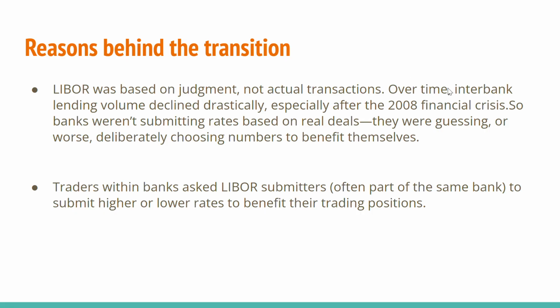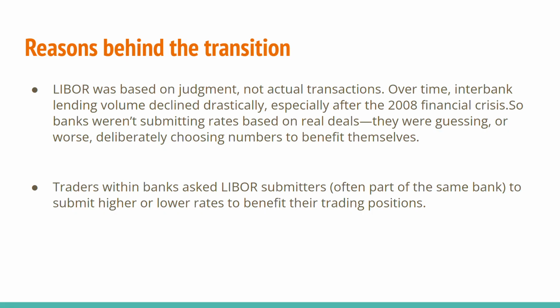So over time, what happened is that interbank lending volume declined drastically, especially after the 2008 financial crisis. Now, why did it happen? Because LIBOR was unsecured, right? LIBOR was based on unsecured transactions. So after 2008, banks started worrying about the credit risk of each other, right? So the unsecured transactions started becoming quite less. The volume started declining drastically, right?